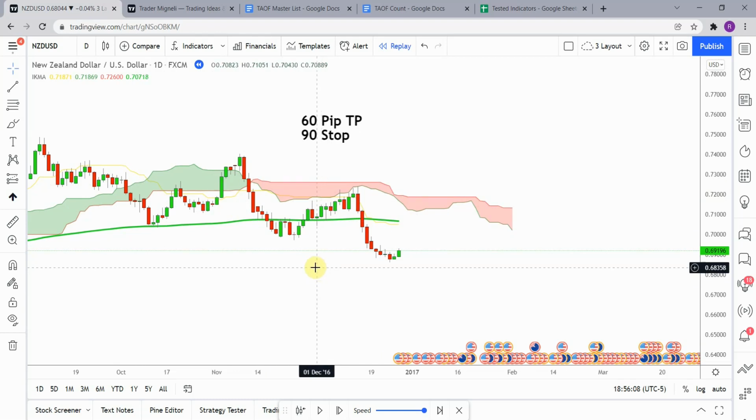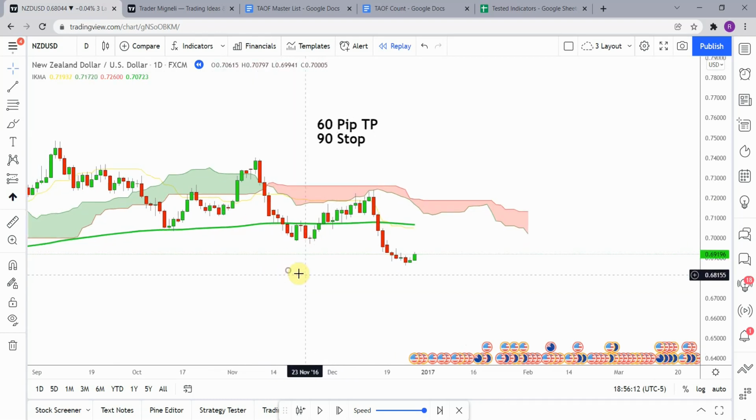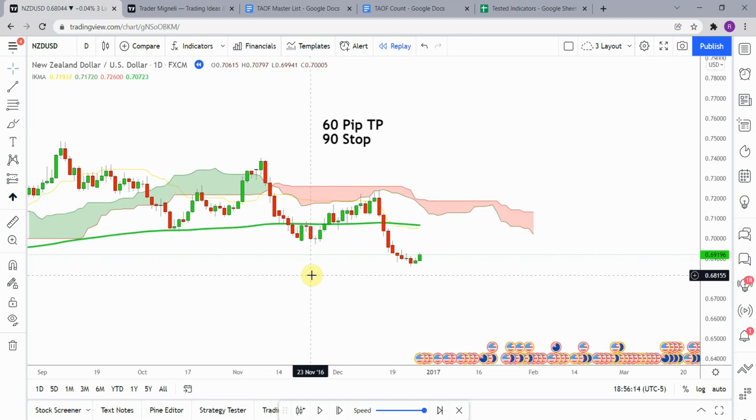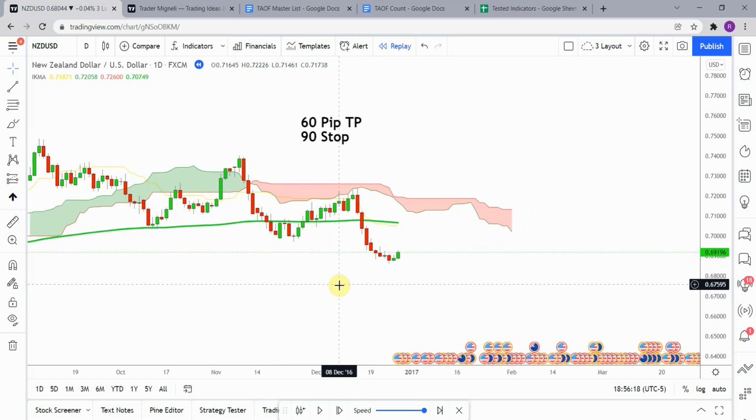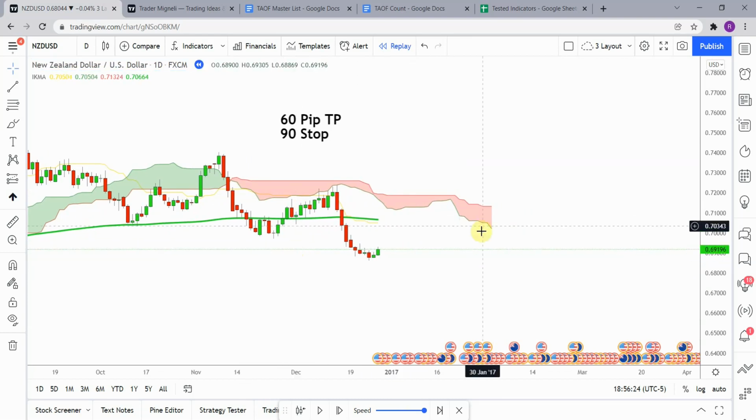A pretty common way to do this is we are going to look for price action to be either above for longs or below for shorts. And then what we're going to do is we are going to look for the Ichimoku cloud here to switch from one color to another.